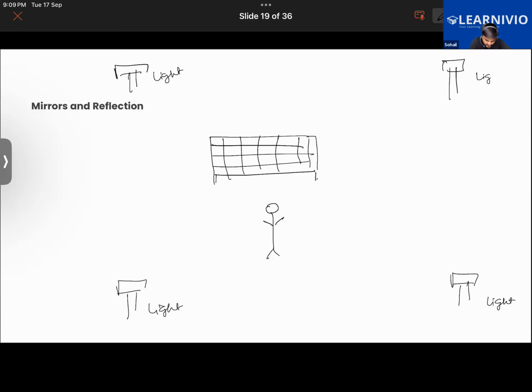Have you guys ever been to a football stadium? Yes, sir. Sir, in my school there is a football ground. Yes, sir, in my school also. Oh, that's good.